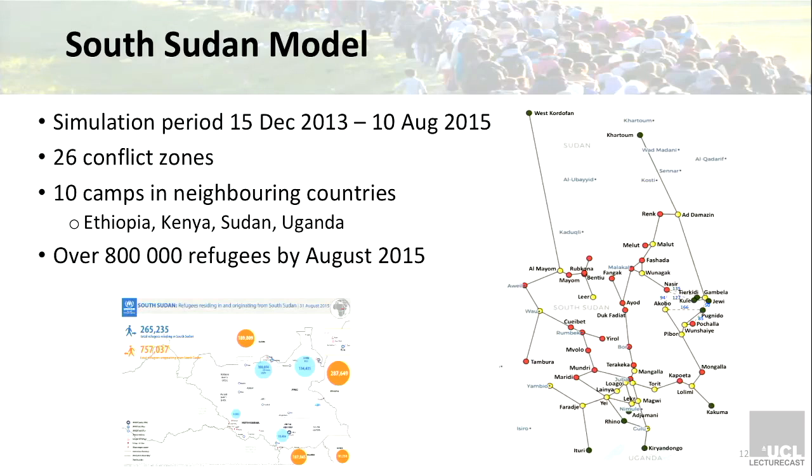So far, I got 24 conflict zones. You can see within this network map, the red dots identify the conflict zones, and I also have camps located in neighboring countries: Ethiopia, Kenya, Sudan, and Uganda. There are over 800,000 refugees by August 2018, according to statistics and results.